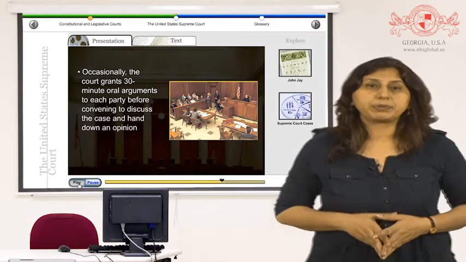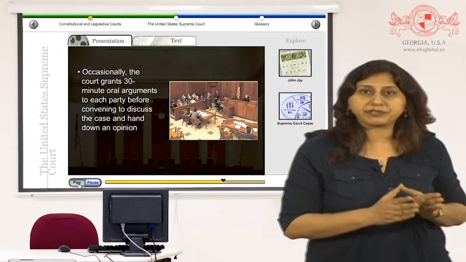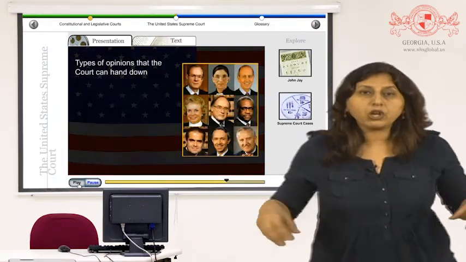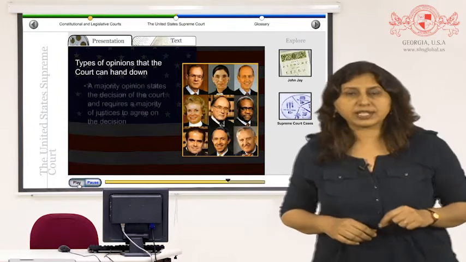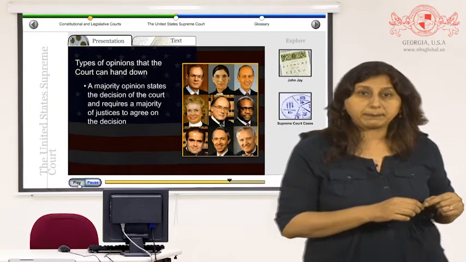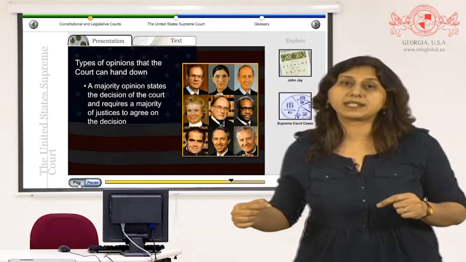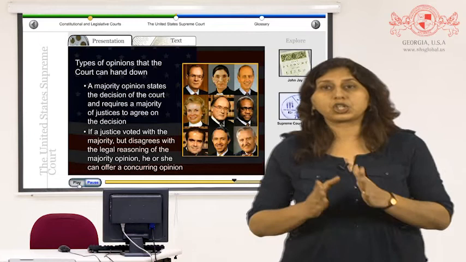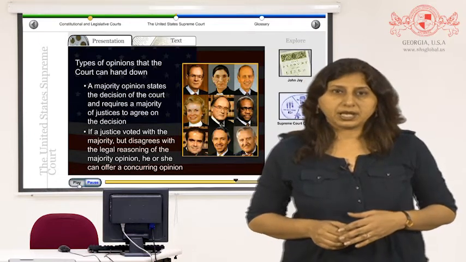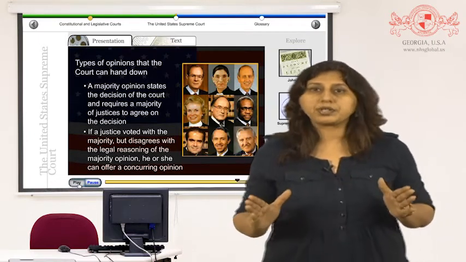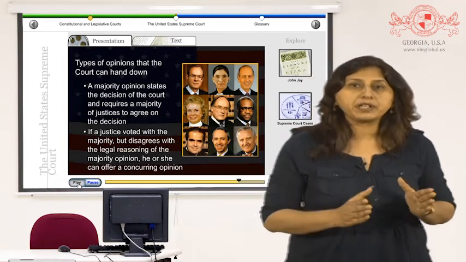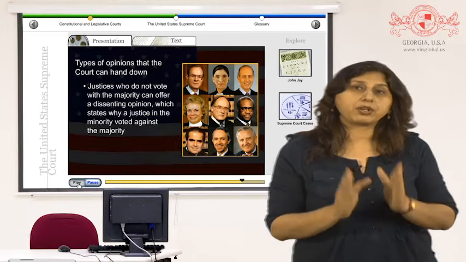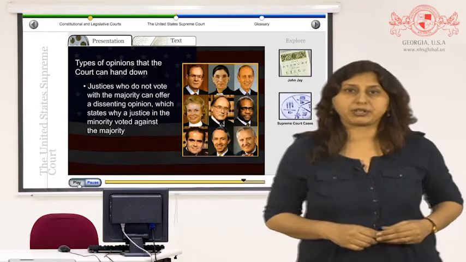A majority opinion states the decision of the court and requires a majority of the justices to agree on the decision. If a justice voted with the majority but disagrees with the legal reasoning of the majority opinion, he or she can offer a concurring opinion. Justices who do not vote with the majority can offer a dissenting opinion, which states why a justice in the minority voted against the majority.